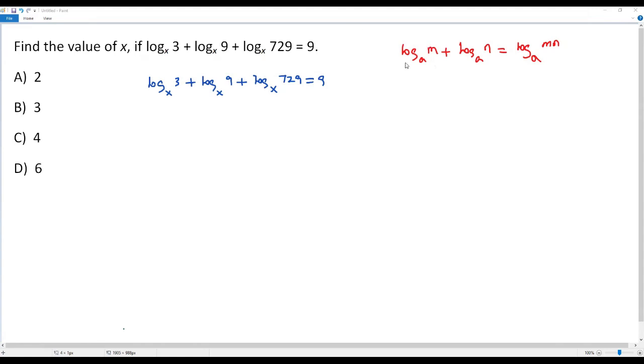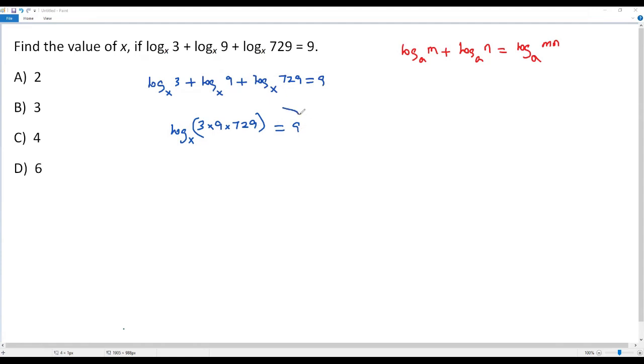Okay, here on the left side of the given equation, we add three logarithms with the same base, that is x. So now we can use the product rule. That is, we have to take the logarithm once with the base we have for all the three logarithms, and we have to multiply the arguments. That is 3 times 9 times 729. Okay, here on the right side, we can take this 9 as it is.